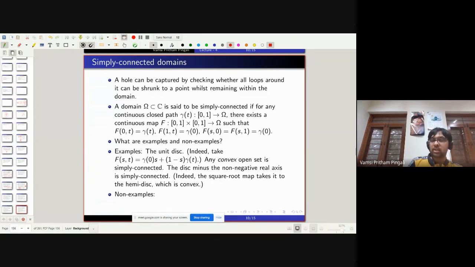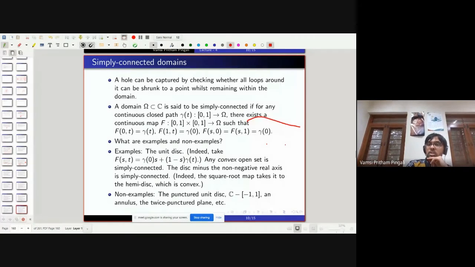What is a non-example of a simply connected domain? Well, the punctured unit disk is a non-example. So is this, because you can have a conformal map from here to here. So if this is a non-example, even this will be a non-example. If you take an annulus, that's also a non-example. It has a hole. Twice punctured plane, that means if I take C and throw out 2 points, for example.